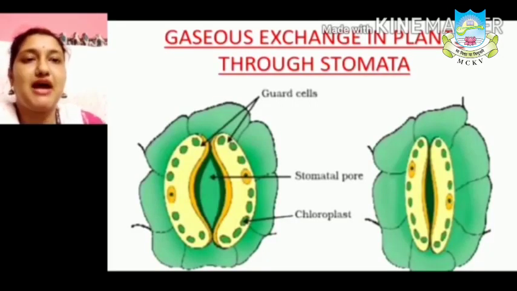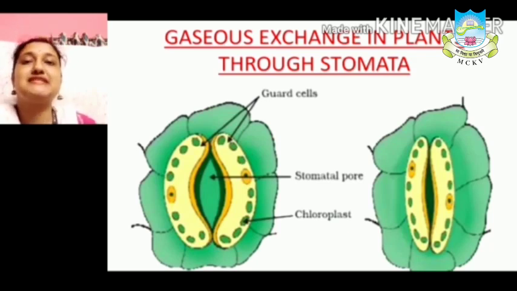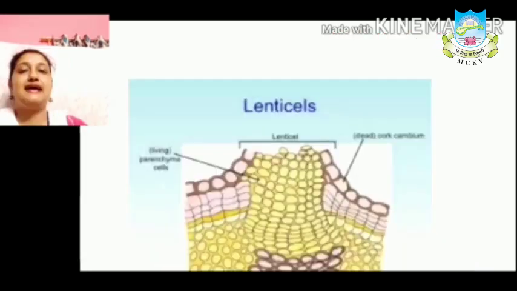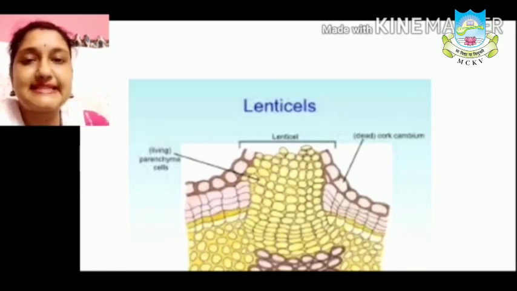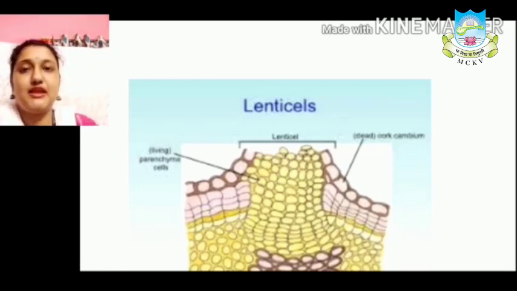Now I am going to discuss gaseous exchange through stomata and lenticels, and the steps of respiration. Gaseous exchange in plants through stomata. What is stomata? Stomata is a minute pore present on the surface of the leaves through which plants exchange gases. Lenticels. What is lenticels? Lenticels is an opening present in the bark of the woody stem and roots of dicotyledonous flowering plants. Through lenticels, plants can exchange gases.